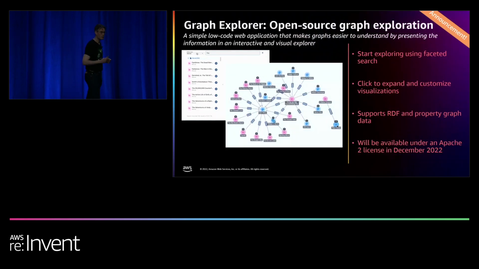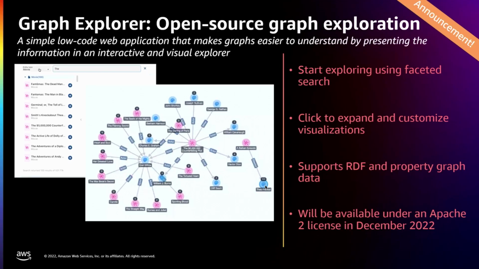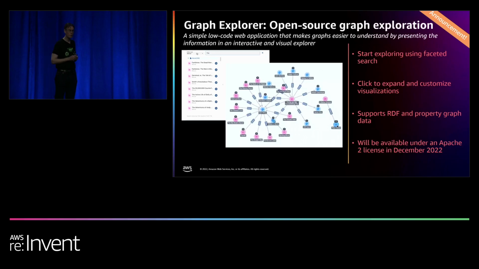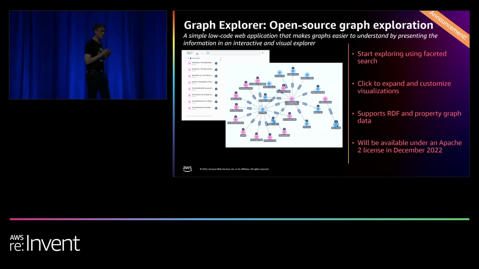So today, I'm announcing the AWS Graph Explorer. The Graph Explorer is a low-code web application that allows you to visually browse your graph using a faceted browsing model. It supports both the RDF and the labeled property graph models, and we'll be making it available next month under an Apache 2 open source license so that you can use it as part of your applications to help you with your graph needs.